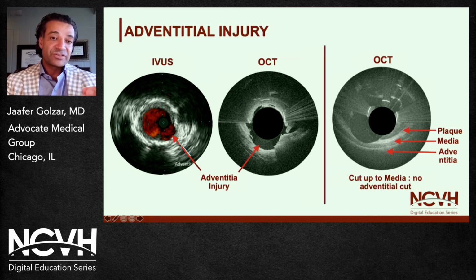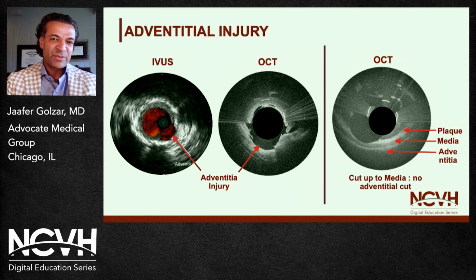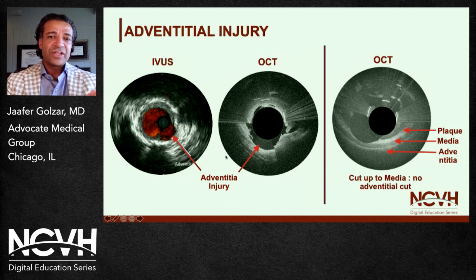So really intravascular imaging is so helpful in these situations, because it really allows you to see how deep you've gone into the adventitia, and it maybe allows you to change your treatment algorithm, maybe be more aggressive with anti-restenosis therapies, because we know when we disrupt the adventitia that we're going to incite restenosis.